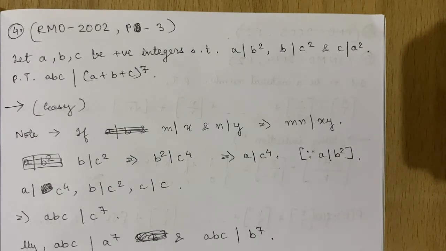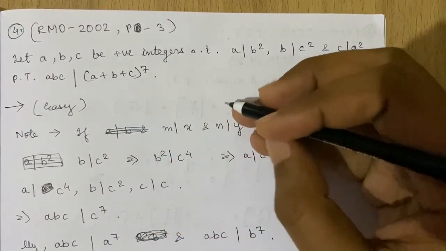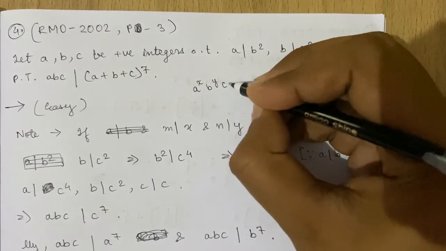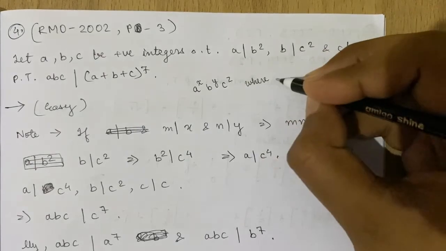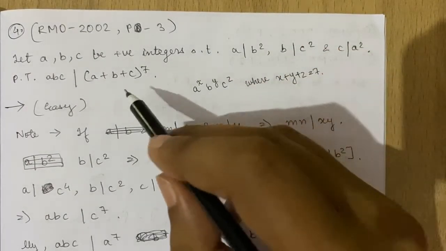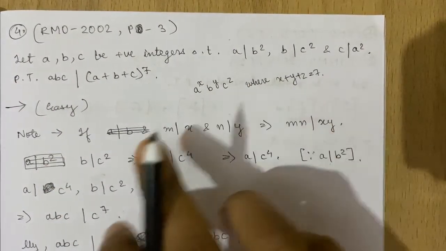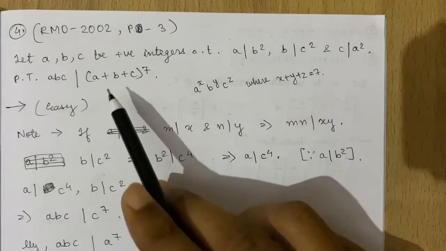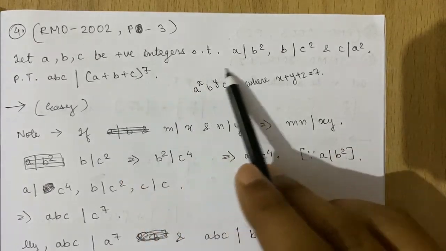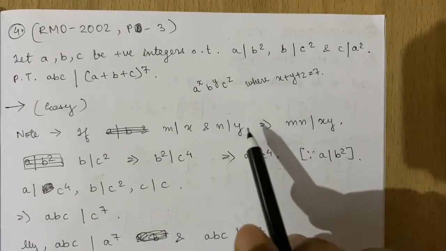So one thing to note here is that (a+b+c)^7 would have terms like a^x b^y c^z, where x+y+z=7. Because if you write this in expanded form, (a+b+c) 7 times, and you start multiplying, then you can either pick a, b, or c from the first factor, and so on. You would pick 7 terms, and that will constitute one term of the product.